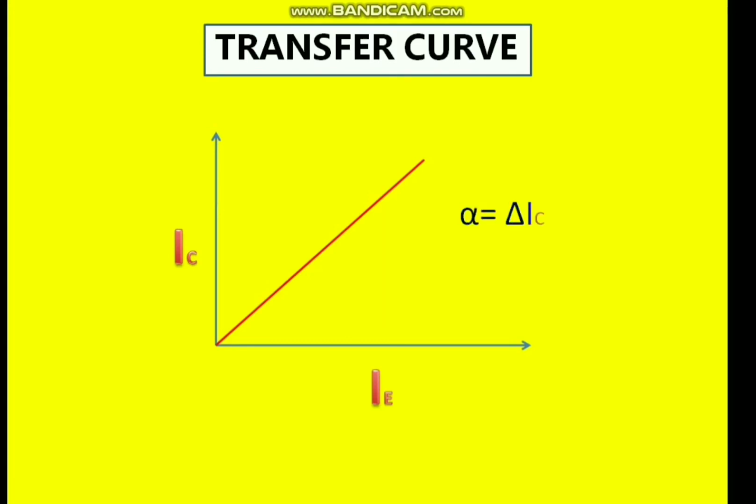Now, finally we come to the transfer curve, that is how much value is transferred. The graph between IC and IE, and the amplification factor is alpha, which is the ratio of output current to the input current, that is del IC upon del IE. With this, we conclude the video.